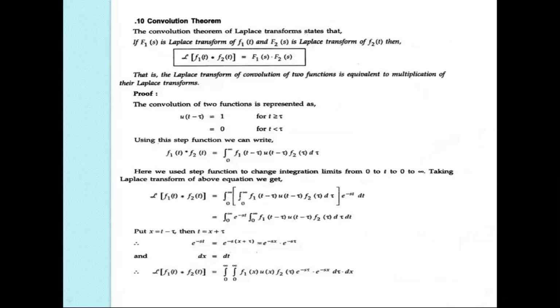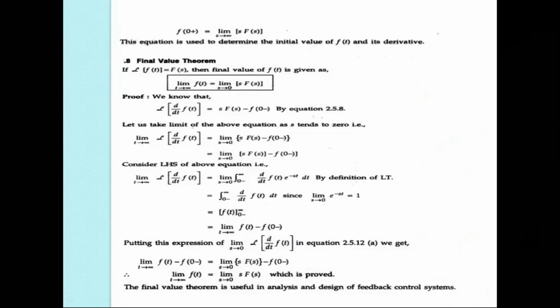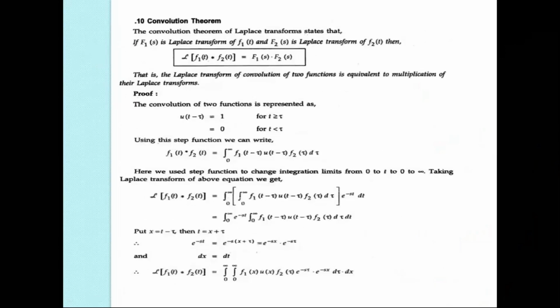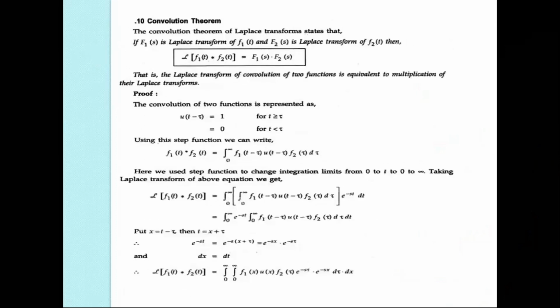Now the last property here. Before that, it is actually 7, 8, 9, and it is the 10th property only, my students, no, it is the 9th property. This is the 9th, my students. Okay, the convolution theorem. So what is the convolution theorem?